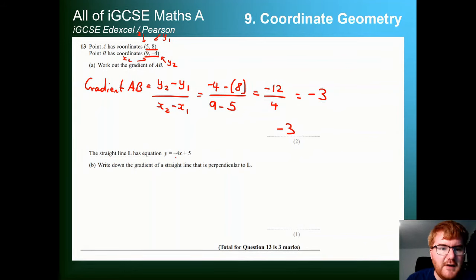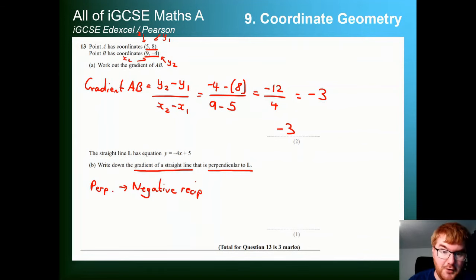5. Write down the gradient of a straight line that is perpendicular to L. As soon as I see this word perpendicular, I'm thinking negative reciprocal. Hopefully this is a phrase your teacher has used on the course. Now, what does this actually mean?